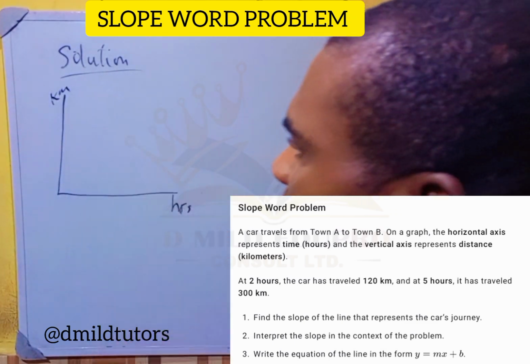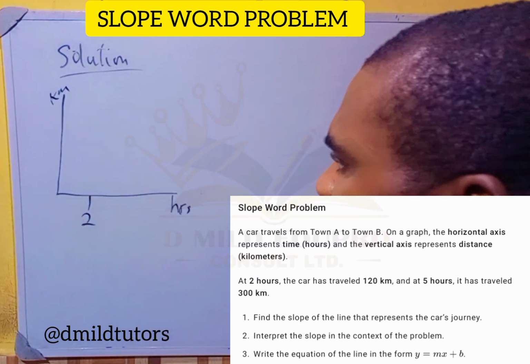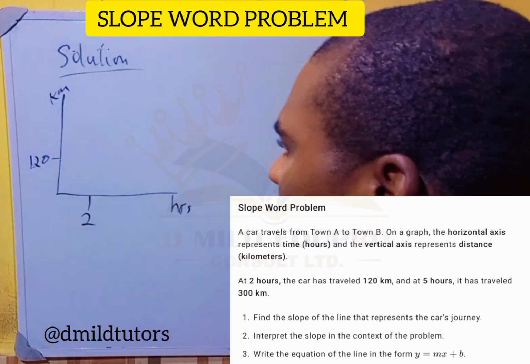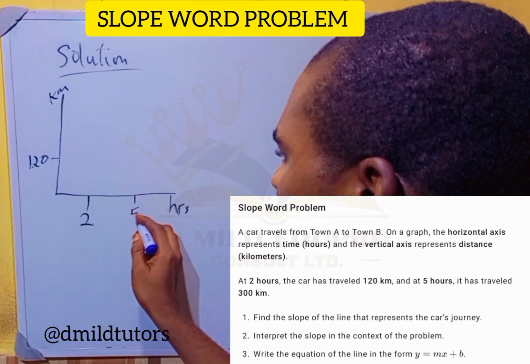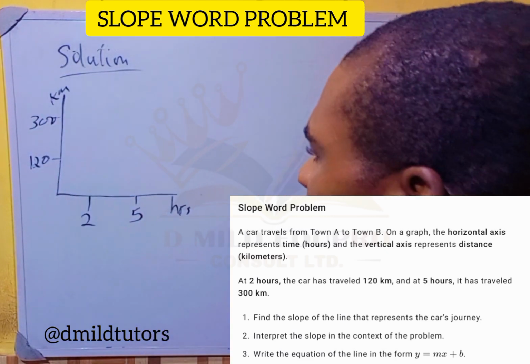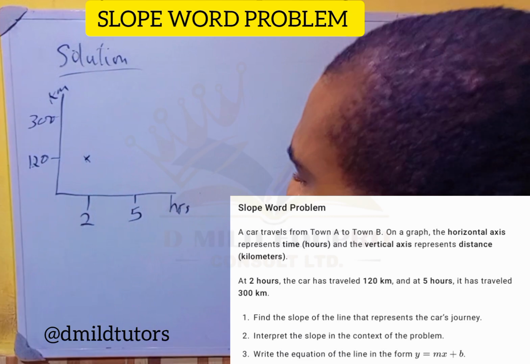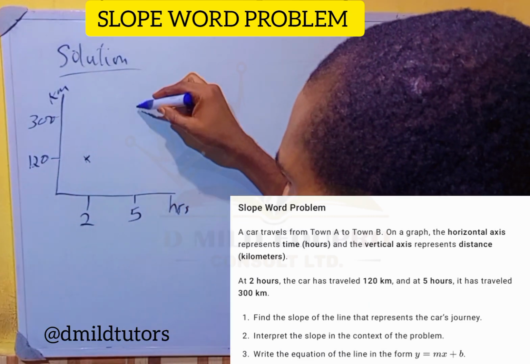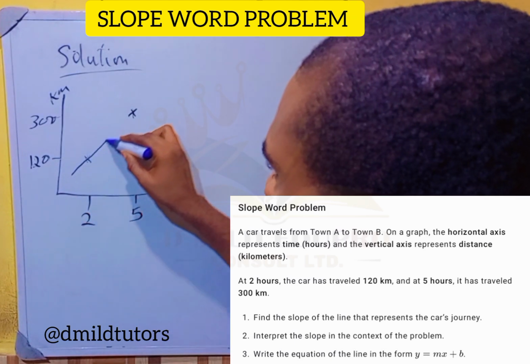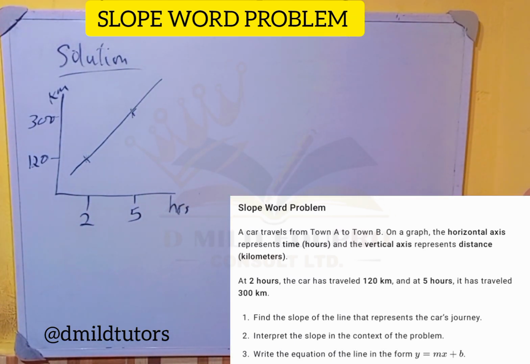y-axis is in kilometers. Now at 2 hours, if the car travels for 2 hours, it travels 120 kilometers. Then at 5 hours it travels 300 kilometers. So if at 2 hours it travels 120 kilometers, then this will be the point, and if at 5 hours it travels 300 kilometers, then this will be the point. If you join them, you notice you have a straight line, which gives you a linear graph.